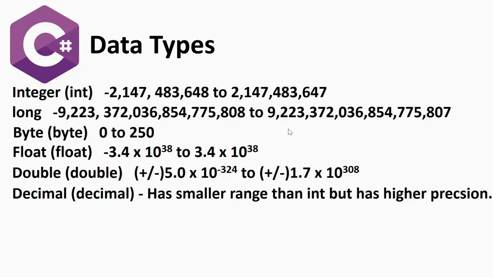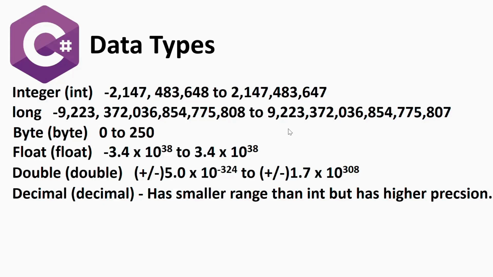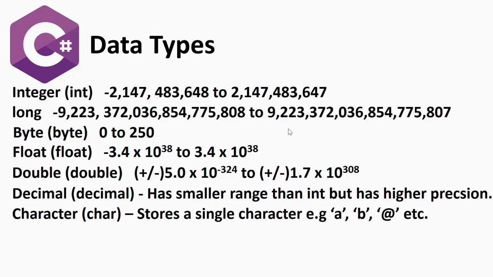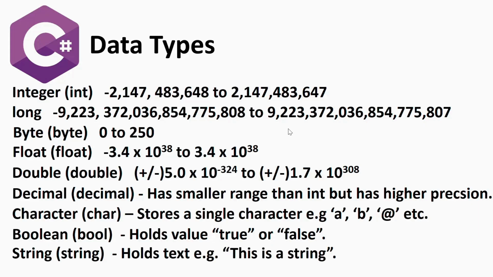Next, we have decimal. Decimal is smaller than int, but has a higher precision than float. The precision for decimal is 28 to 29 digits after the decimal point. Next, we have character. Character stores a single value, e.g. a letter or a special character. Then we have Boolean. Boolean holds the value true or false. Finally, we have string, which holds text.